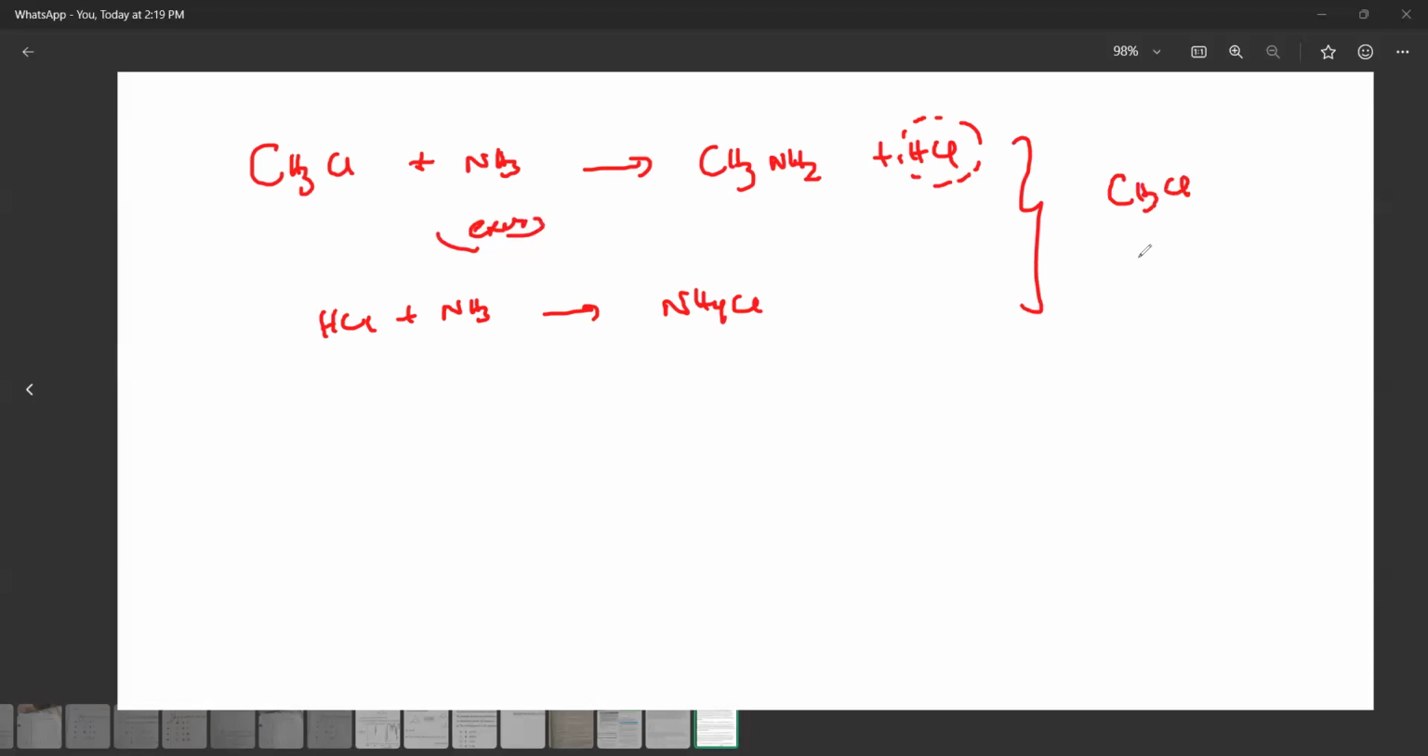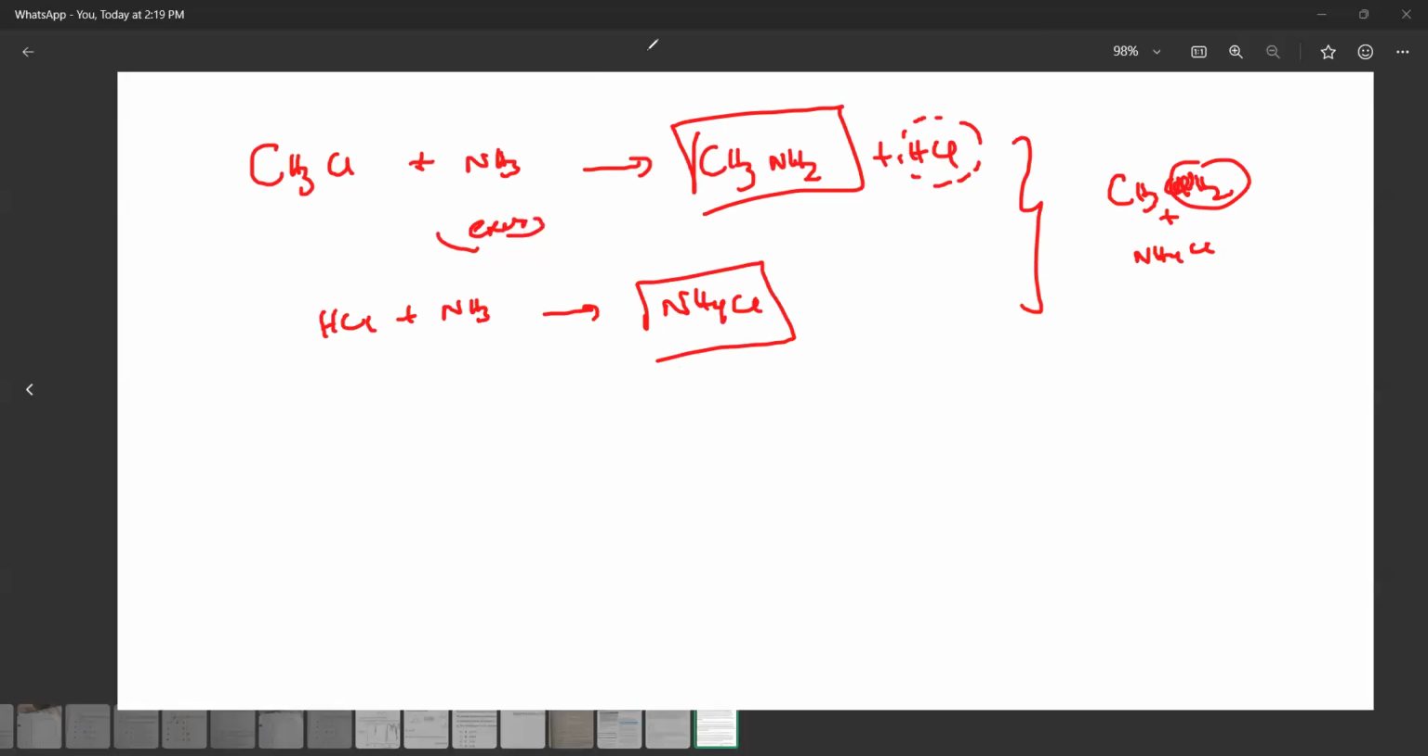So the product of this reaction will be methyl chloride plus ammonium chloride. Sorry, methylamine plus ammonium chloride. That will be the product of the reaction, methylamine and ammonium chloride, when we use excess of ammonia.